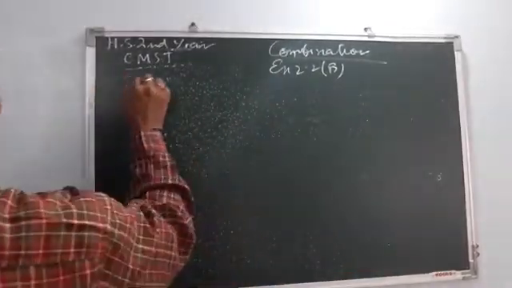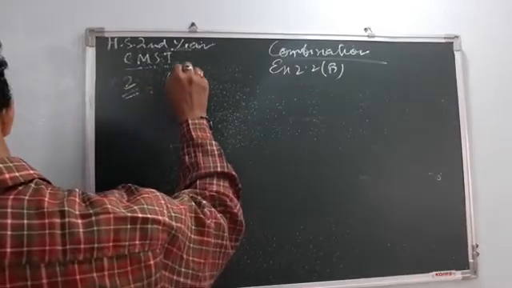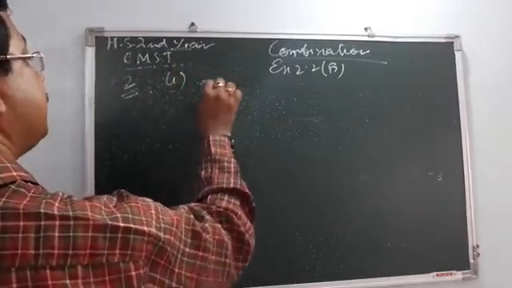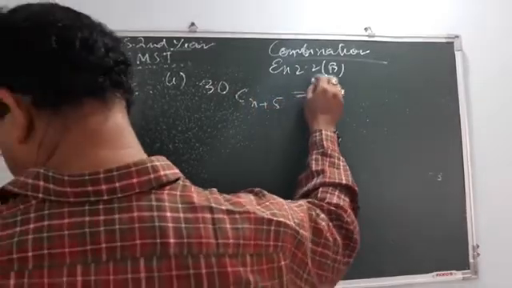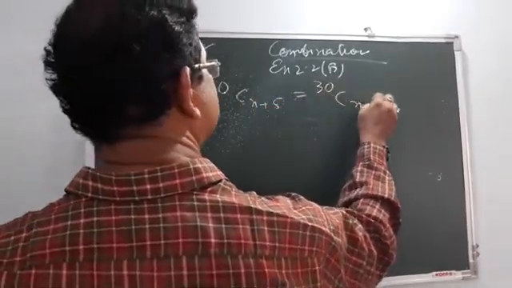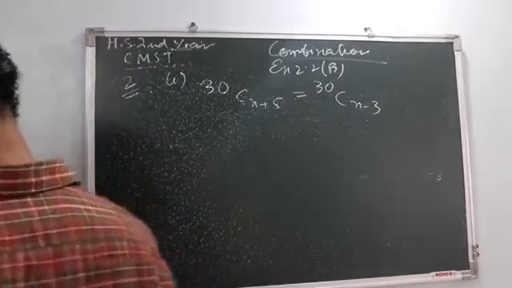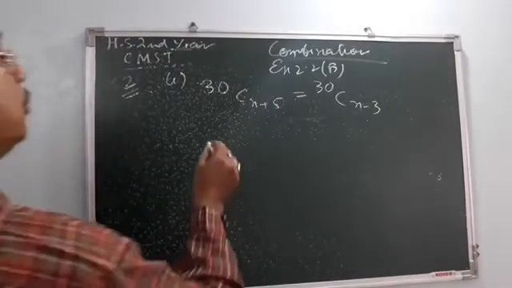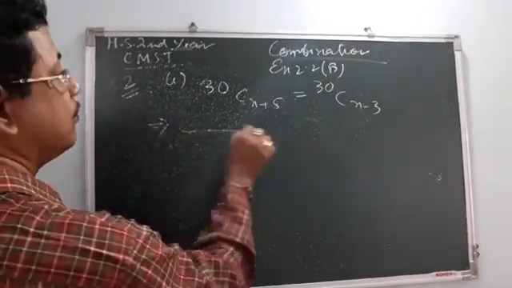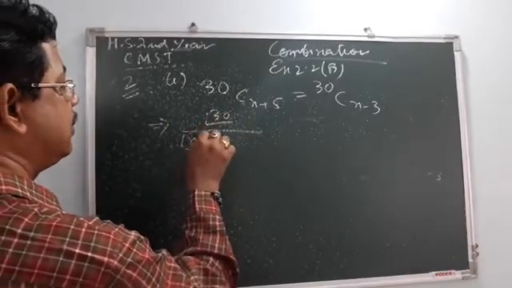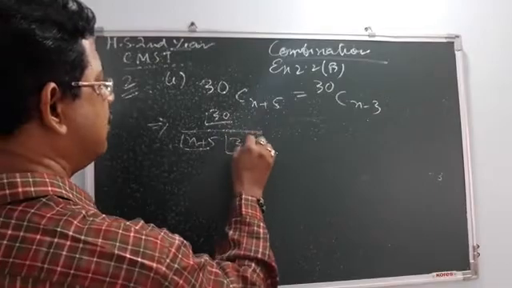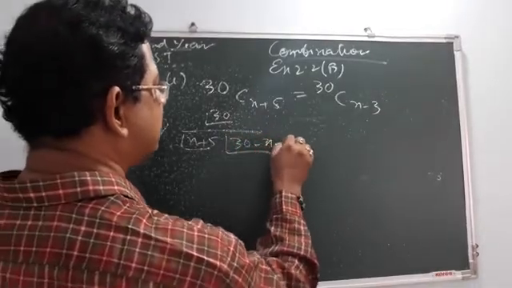What is question 2? They say, if 30C(n plus 5) is equal to 30C(n minus 3), they have asked to find n. How to get this one? Factorial 30, directly you break: factorial n plus 5, factorial 30 minus n minus 5.